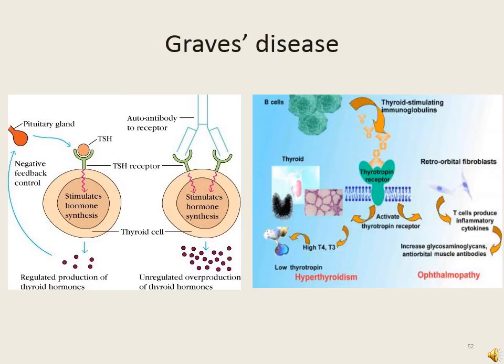This slide shows the figures describing autoimmunity to the thyroid gland, which will induce hyperthyroidism or Graves' disease. The left-hand side figure is a diagram showing that there is a production of autoantibody to the TSH receptor, to the thyroid stimulating hormone receptor. Okay, and this autoantibody will continuously stimulate thyroid hormone synthesis.